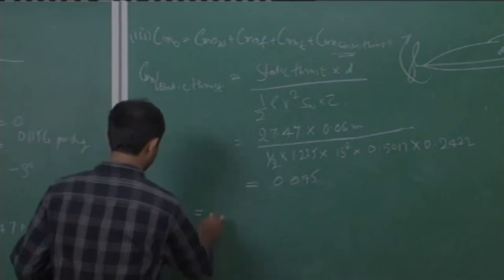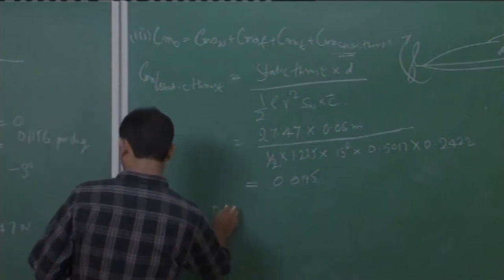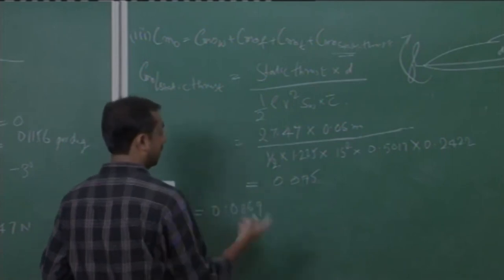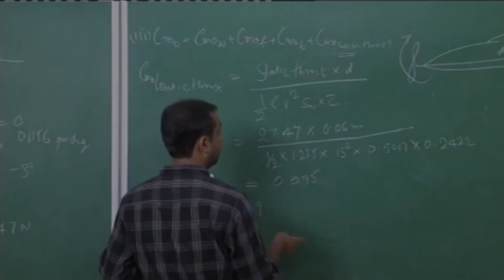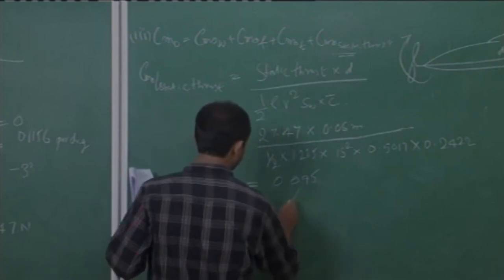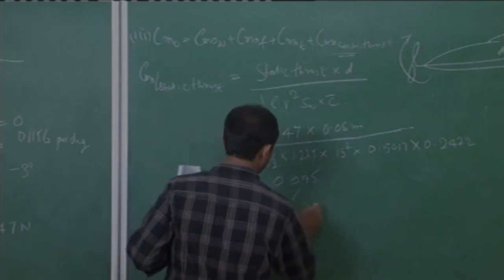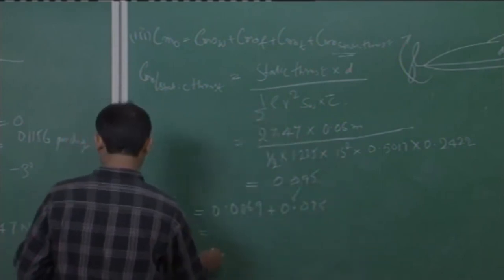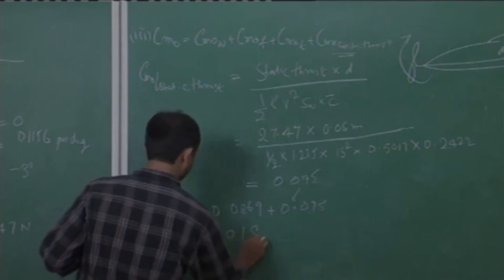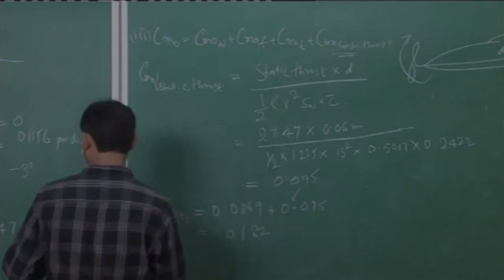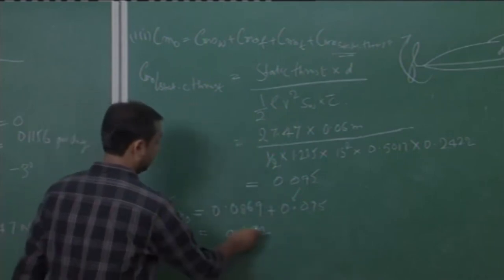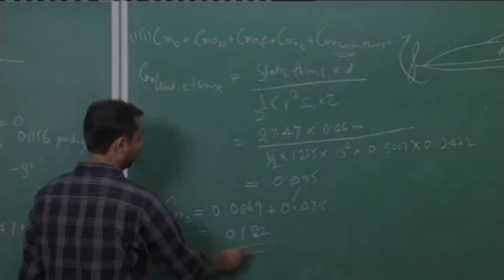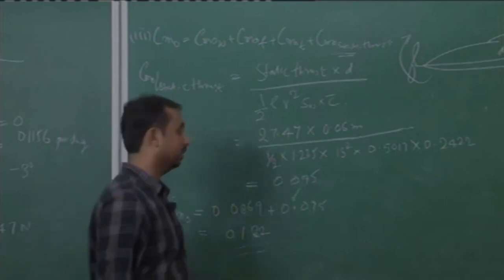So, total CM naught equals, what we calculated previously when we assumed that the thrust line is aligned with CG, it was 0.0869, and if the thrust line is not aligned with CG, then this term will be added, 0.095, which gives 0.182. So, you can see even at zero angle of attack, you will be getting a value of CM naught as 0.182, which is very high.